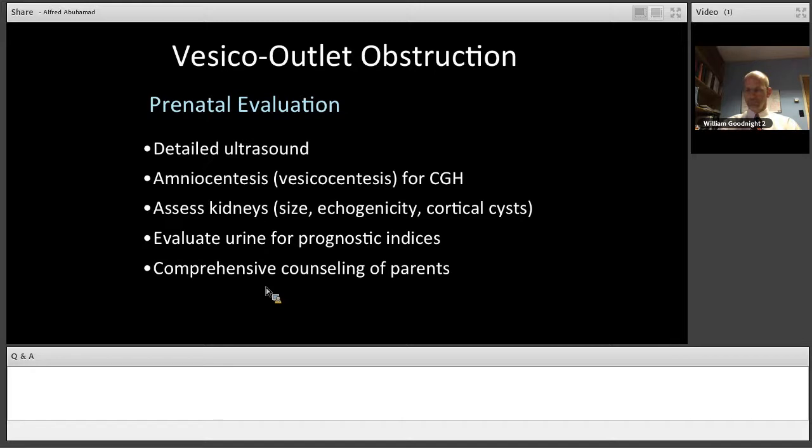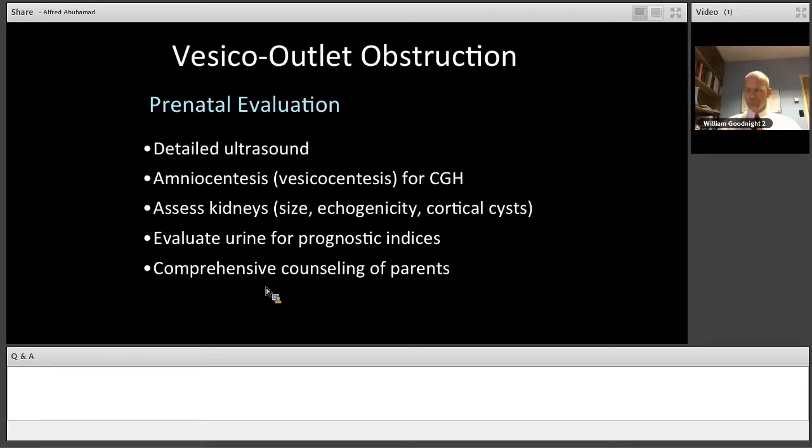So how should we evaluate those patients? So certainly detailed ultrasound, right? You're going to look at everything else to make sure there are no associated anomalies. You do an amniocentesis if there's fluid, but if not, you can culture the cells from the bladder. They take a little bit longer. Vesicocentesis. Here you do a microarray. That would be my recommendation.